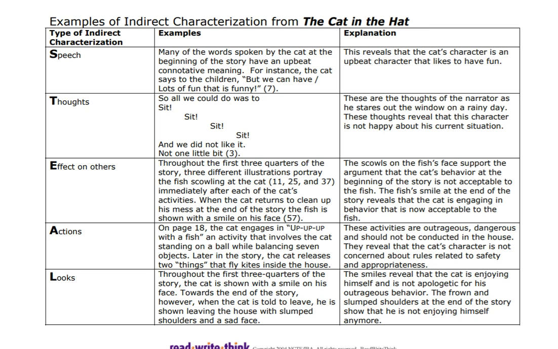And then finally, we can tell about a character through the looks. Throughout the first three-quarters of the story, the cat is shown with a smile on his face. Towards the end of the story, however, when the cat is told to leave, he is shown leaving the house with slumped shoulders and a sad face. The smiles reveal that the cat is enjoying himself and is not apologetic for his outrageous behavior. The frown and slumped shoulders at the end of the story show that he is not enjoying himself anymore. So we can draw conclusions about the cat: he loves to have fun and that makes him happy, but at the end he feels bad about causing so many problems.